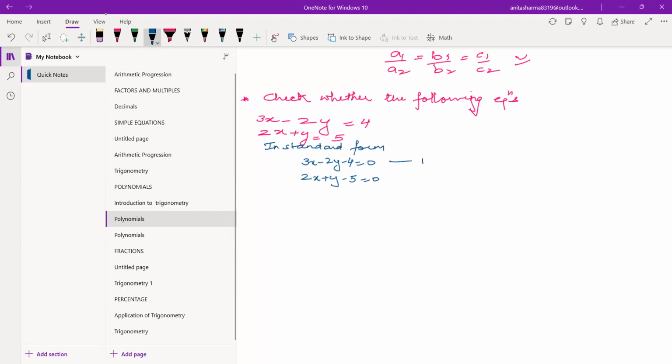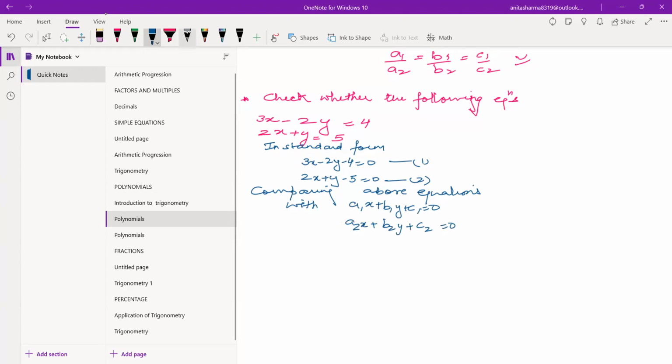Then after that, you will mark them equation 1 and equation 2. Now, you will write, comparing the above equations with a1x plus b1y plus c1 is equal to 0 and a2x plus b2y plus c2 is equal to 0. Right, children? Yes, ma'am.